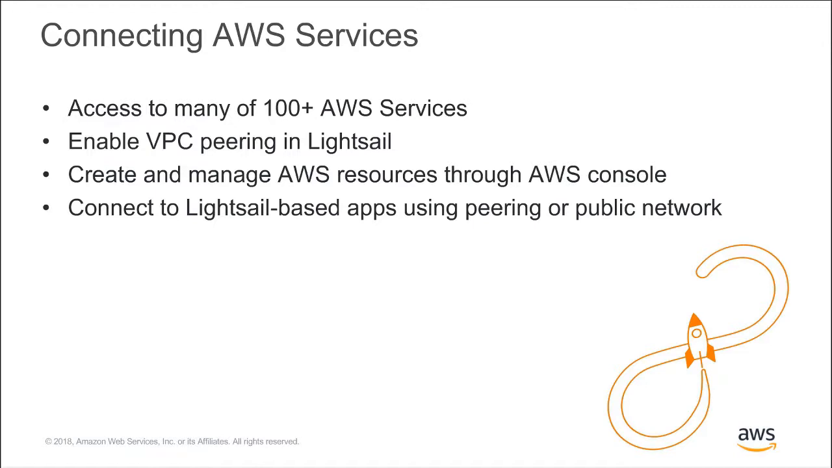So there's kind of two ways that you're able to connect AWS services to Lightsail. The first is to enable VPC peering within Lightsail. And this is just an easy toggle that Gabriel will show you from inside of the Lightsail console. Once that's enabled, you're able to allow your Lightsail resources to communicate to resources that are inside of your AWS default VPC.